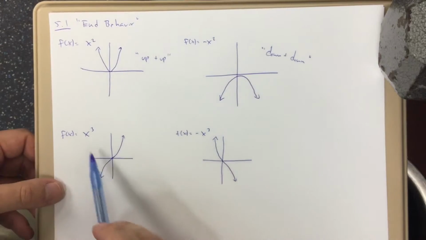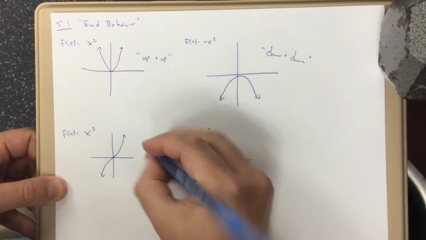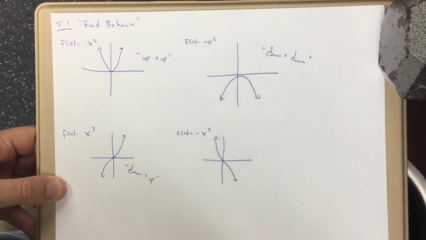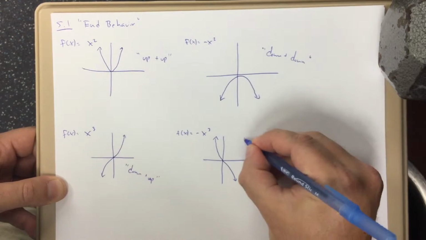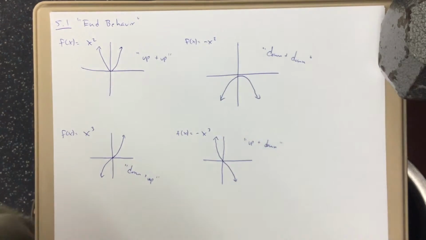Okay. So this one has end behavior that is down and up. So this would be down and up. And this one has end behavior that is up and down. Okay, so why is this important? Why do we care about this?